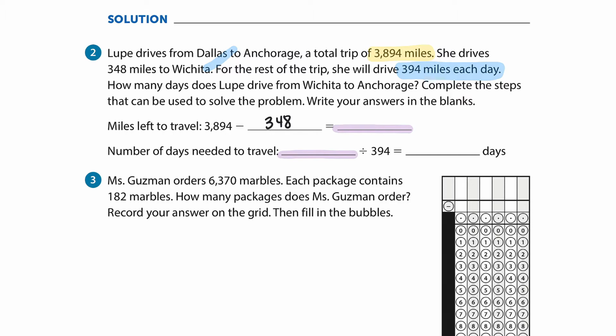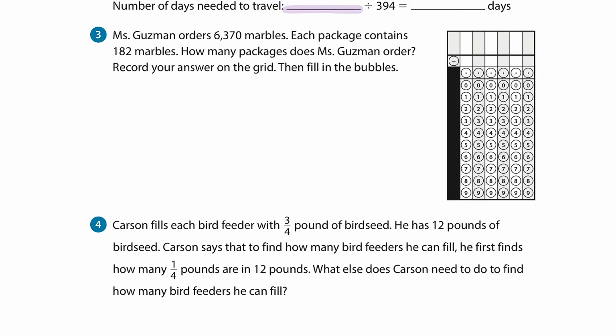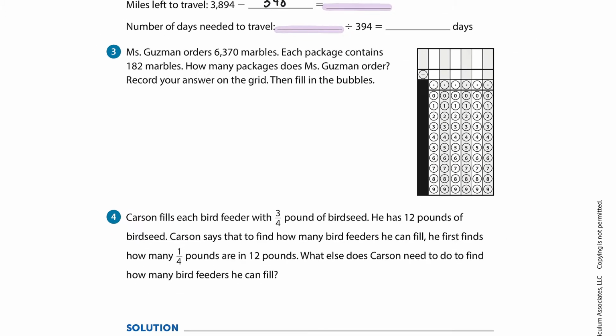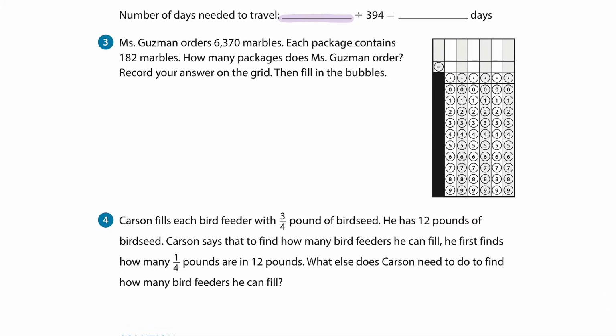Okay. Now, number 3, it says Miss Guzman orders 6,370 marbles. Each package contains 182 marbles. The keyword here is each. That's telling us that we're going to need to do division. How many packages does Miss Guzman order? Record your answer on the grid, then fill in the bubbles.